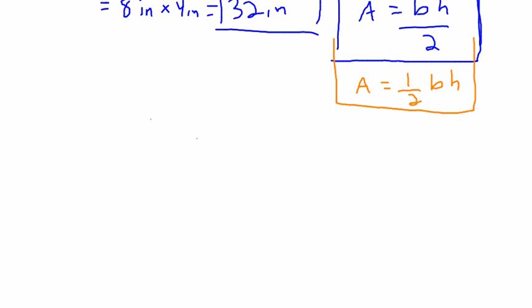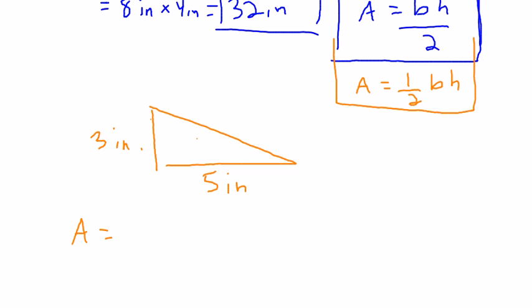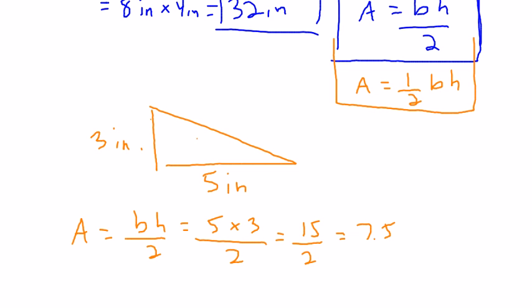Let's say I have a triangle. It has a base of 5 inches and a height of 3 inches, and I want to figure out the area. Well, area is simply equal to base times height divided by 2. Our base is 5 inches. Our height is 3 inches, and we'll divide that by 2. 5 times 3 is 15, and 15 divided by 2 is 7.5 inches squared. Right, we're once again working with area, so we have to express our answer in terms of units squared.